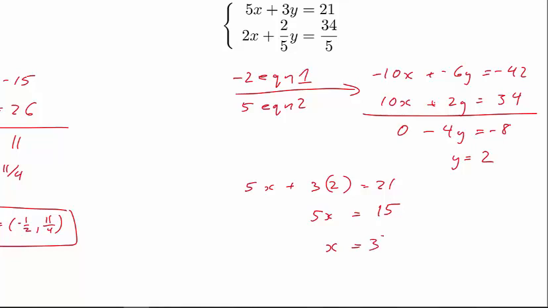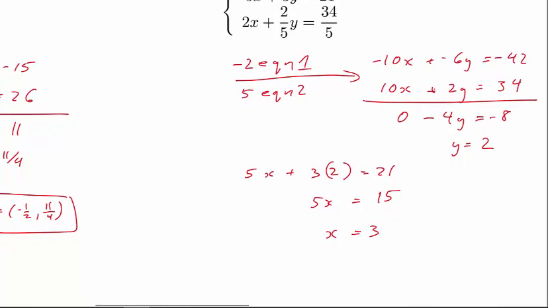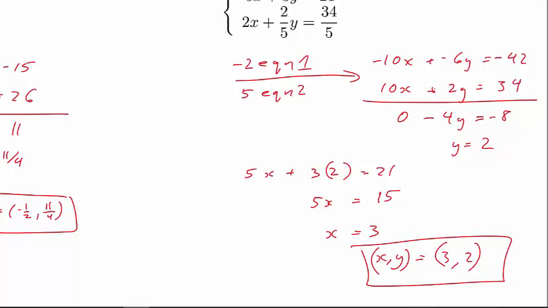All right, and then you divide both sides by 5 to find that x equals 3. Okay, so that's the number we're looking for. We have our set of ordered pair, x and y equals 3 and 2. And you can check that set of ordered pair by plugging them into this equation to make sure that the left-hand side does in fact equal the right-hand side.